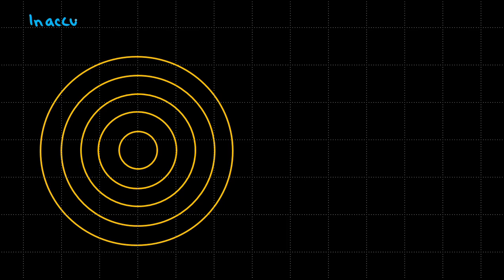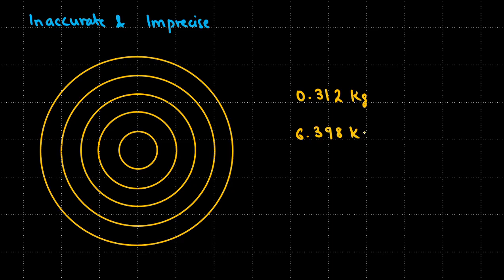So, inaccurate and imprecise. If data is not accurate and not precise, it does not give us any value. For example, we are still measuring the 1 kg thing. Suppose we have 0.312 kilograms, then we have 6.398 kilograms. After that we have 2.141 kilograms and 0.805 kilograms. So look here, none of the values are close to 1 kilogram except this one.